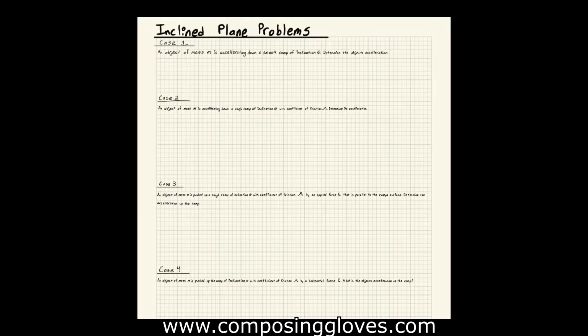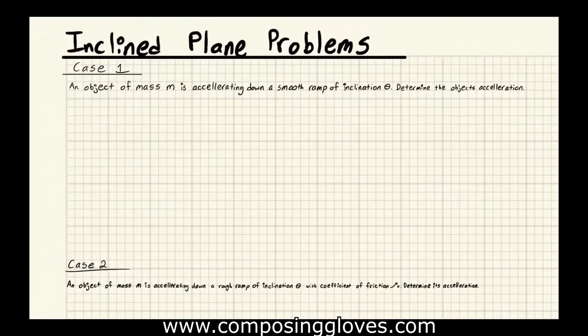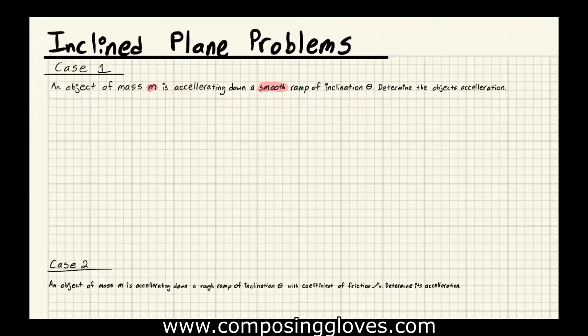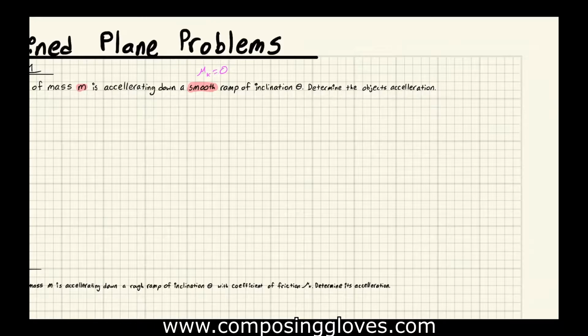So the first one is the easiest. It says, and I'm going to move this. I'll move it back up after. That way we have plenty of room to work with. An object of mass m, so I'm going to do some highlighting here. So we have an object of mass m accelerating down a smooth ramp. Smooth means, take a note here, that our coefficient of friction mu sub k is 0. We don't have any friction, which is nice, makes it easy. Of inclination theta. So we have inclination theta, determine the object's acceleration. So that's what we want to know.